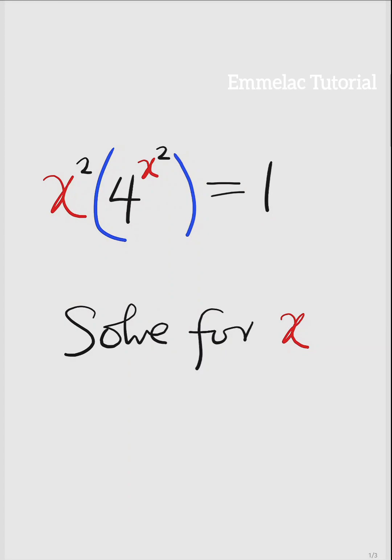Now let us look at this interesting math question. It reads: x raised to 2, then in bracket, 4 raised to x raised to 2, close bracket, equals 1. We have to solve for x. So how do we go about this?